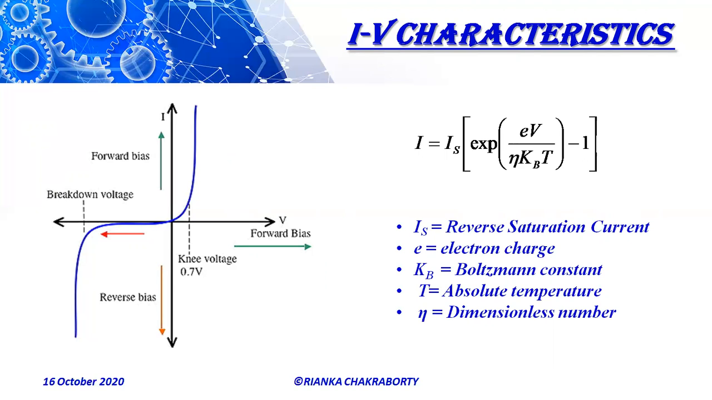e is the electron charge, kB is the Boltzmann constant, T is the absolute temperature of the junction, and eta is a dimensionless number. The constant term eta is called the emission coefficient. The value of eta lies between 1 and 2 depending on the semiconductor material. For germanium and gallium arsenide diodes, eta is equal to 1, and for silicon diodes, eta is approximately 2.